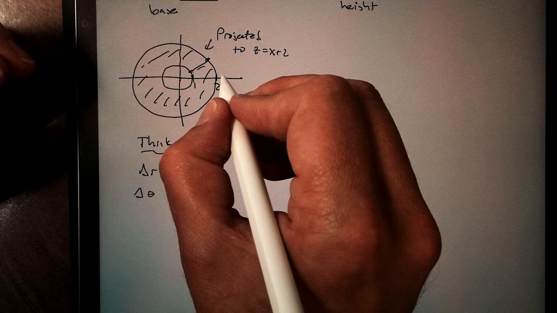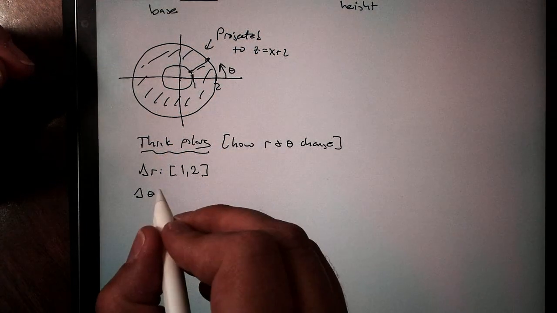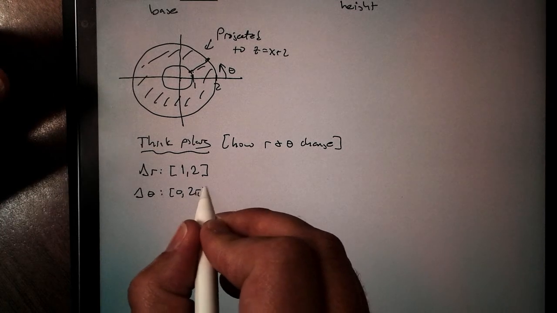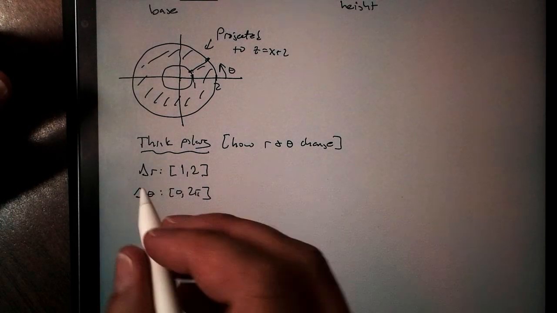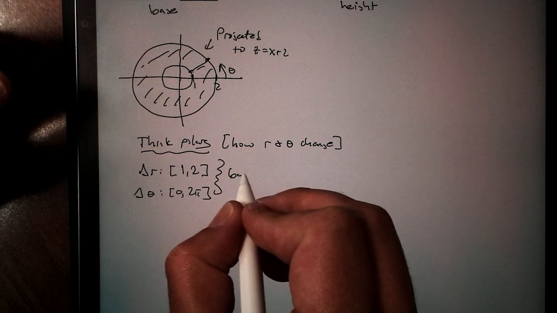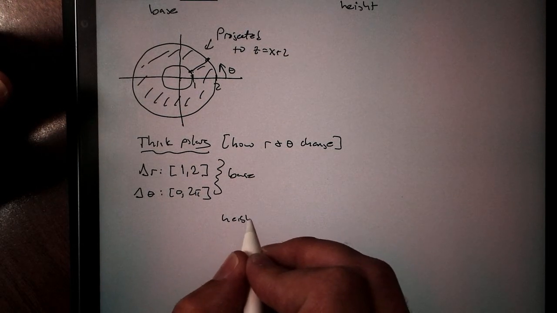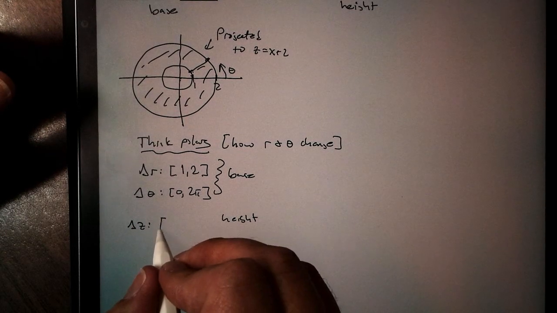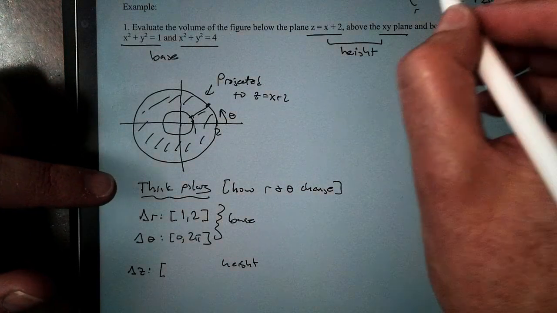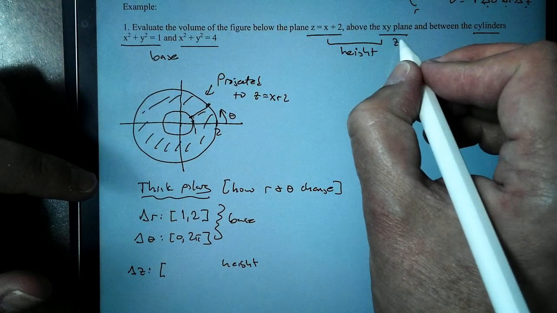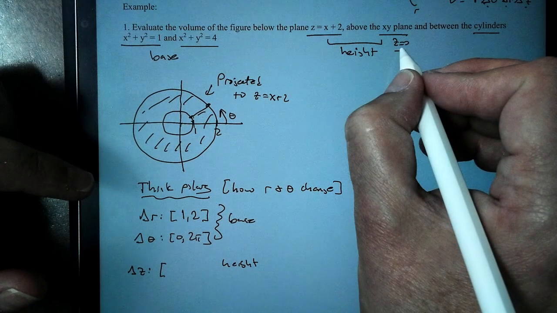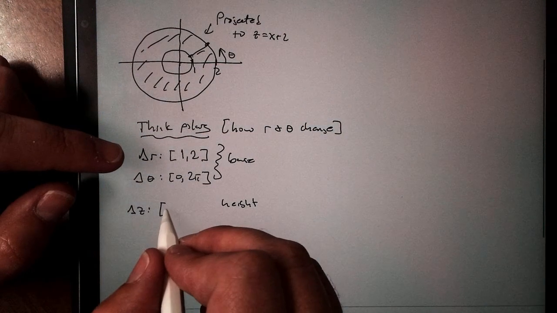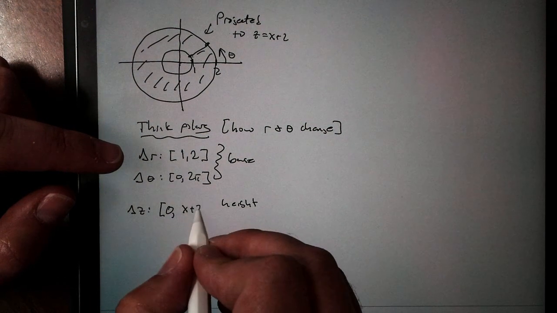Theta, well, we want to go all the way around the circle, so theta is going to change from 0 to 2 pi, all the way around the circle. Now, this is our base area. To get the height, that's our change in z. I know that the change in z starts at the xy plane, and on the xy plane, z is 0. So I'm starting at the bottom, and I'm ending up at z equals x plus 2. So it's going to go from 0 to x plus 2.